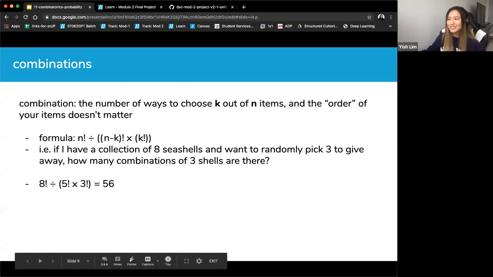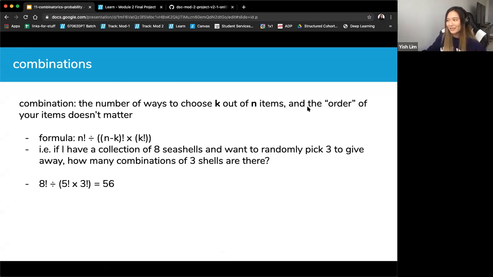It's the number of ways to choose k out of n items. And in this case, the order of your items doesn't matter. Remember how I said if I played songs 1, 2, 3 and then songs 3, 2, 1, if we're looking at combinations, they would count as the same thing. The order doesn't matter; we're looking for unique combinations. So the formula is a little bit different. It is n factorial divided by the product of n minus k factorial and k factorial.